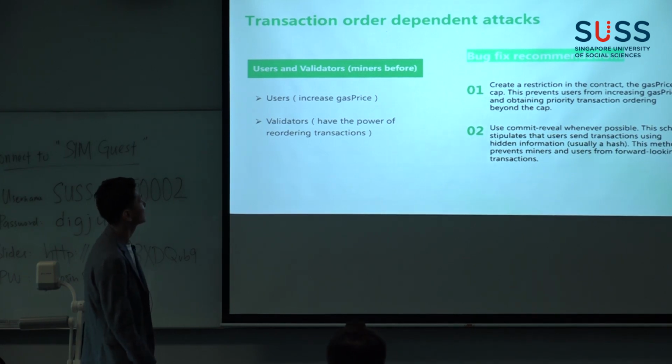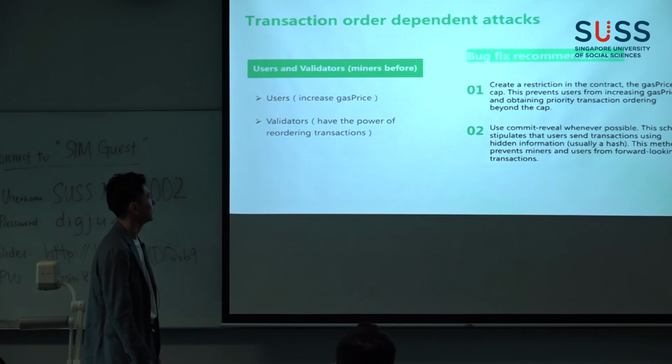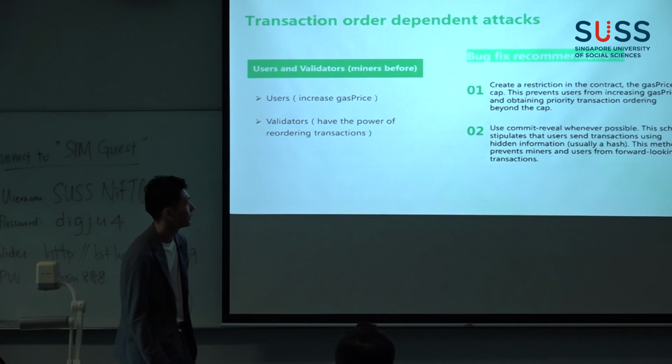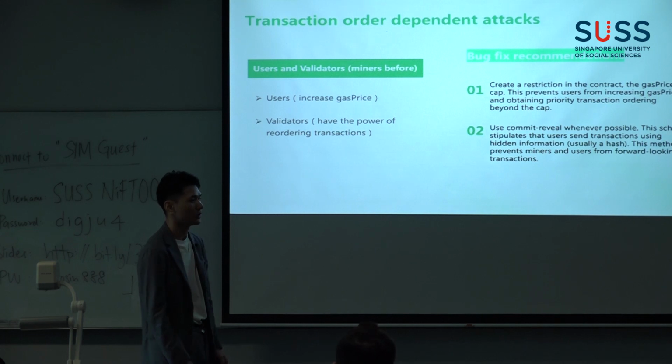The transaction order dependent attacks happen because of two factors. First, users can increase gas price. And then validators have the power to reorder transactions. We have two ways to prevent this type of attack. We can create a restriction in the contract, a gas price cap. This prevents users from increasing gas price and obtaining priority transaction ordering beyond the cap. But it's still not perfect.